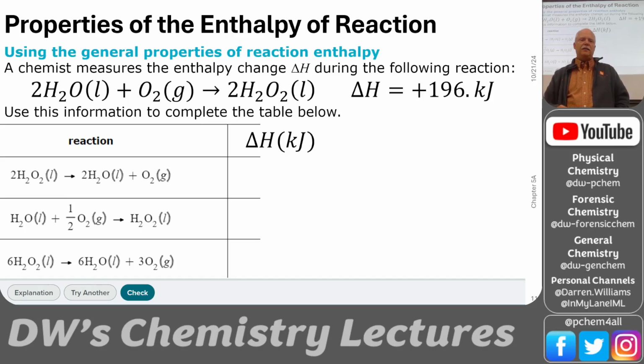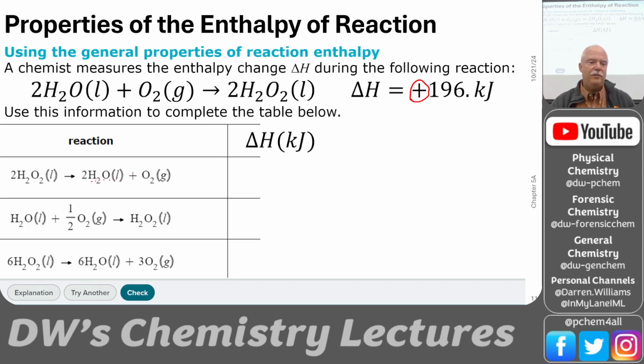Okay, so let's get into Alex. If we reverse the reaction or double it or cut it in half, we do that to the enthalpy number. So here's a reaction that Alex gives us. This says use this information to complete the table below. So look at this reaction. We've got water plus oxygen making hydrogen peroxide. And what do you say about this plus sign? Endothermic, right? So this is going uphill from water and oxygen uphill to hydrogen peroxide.